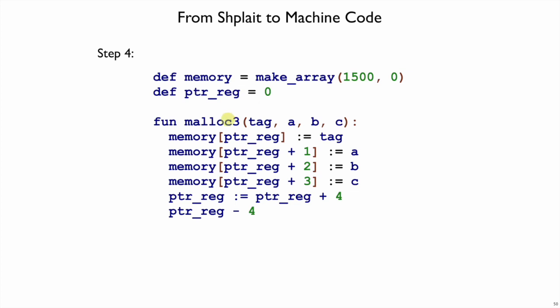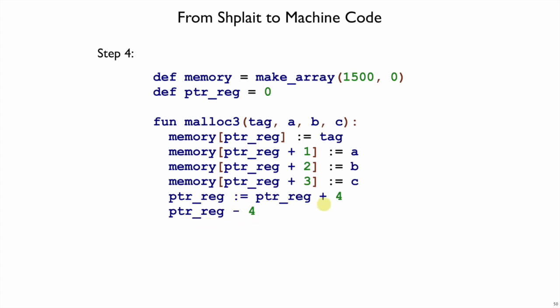What a function like malloc does then, malloc3 say, which takes a tag and then 3 values for the content of that record, it is going to take our current allocation pointer and at offset 0, put the tag there, and at offsets 1, 2, and 3, put the values a, b, and c. Finally, we need to increment the allocation pointer by 4 because we need space for the tag plus the payload options. And finally, we return the old value of the pointer.